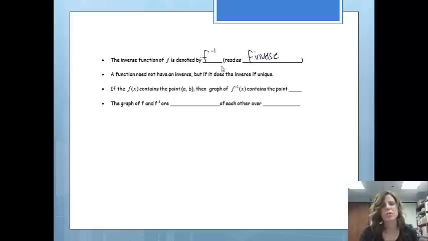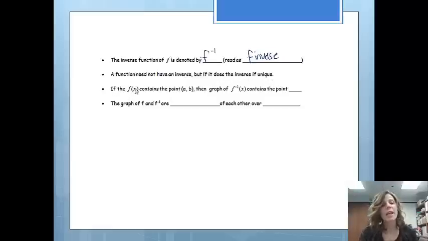So this will get just a little bit confusing. There's not a button on your calculator, even though we have a button that looks like this. It's not the inverse button. A function does not need to have an inverse, but if it does, the inverse is unique. There's just one of them.